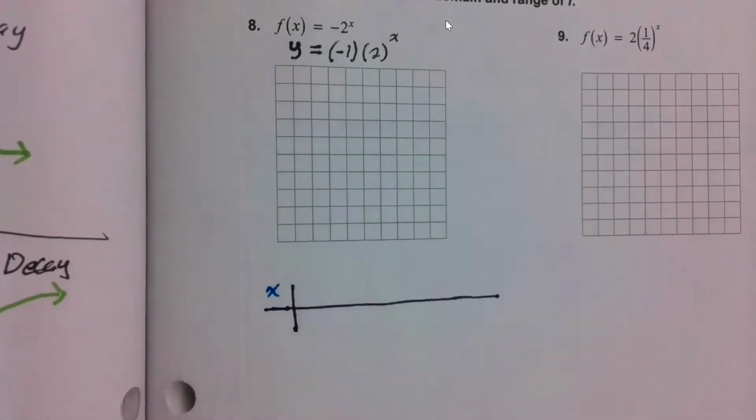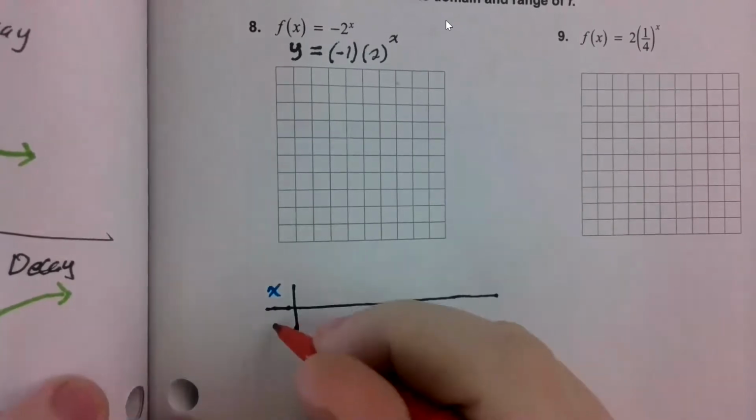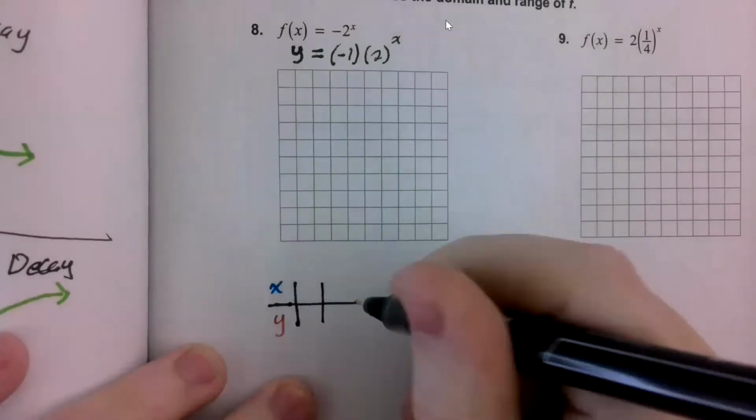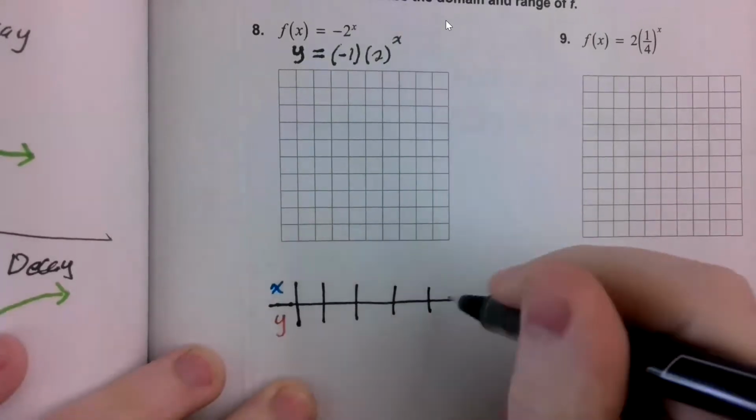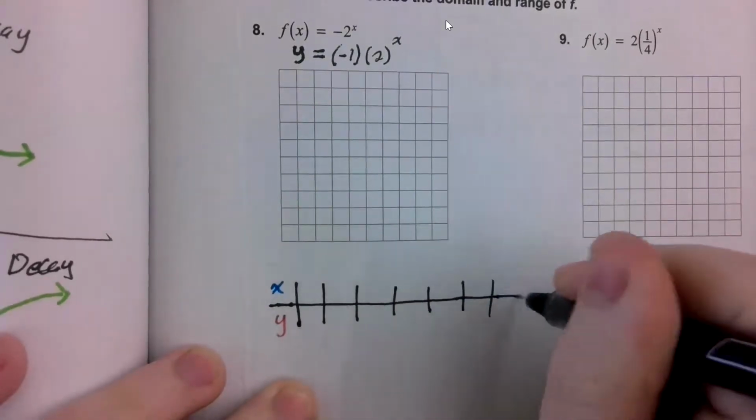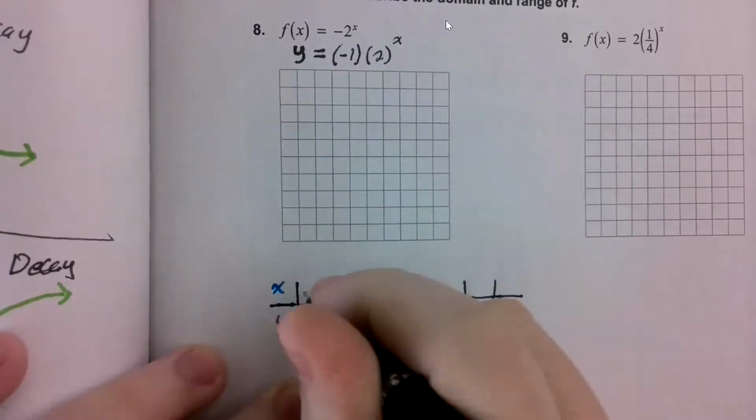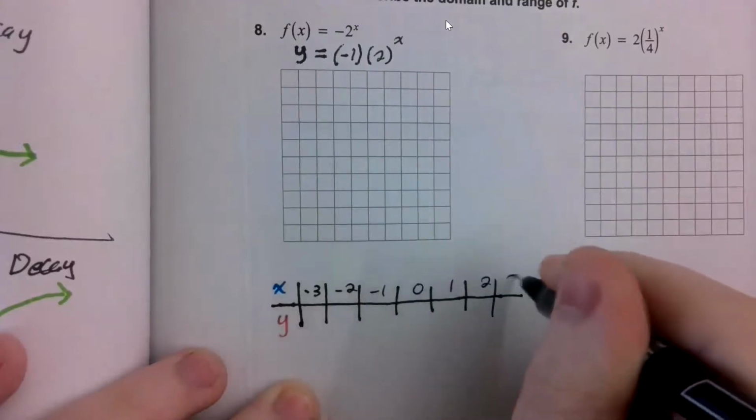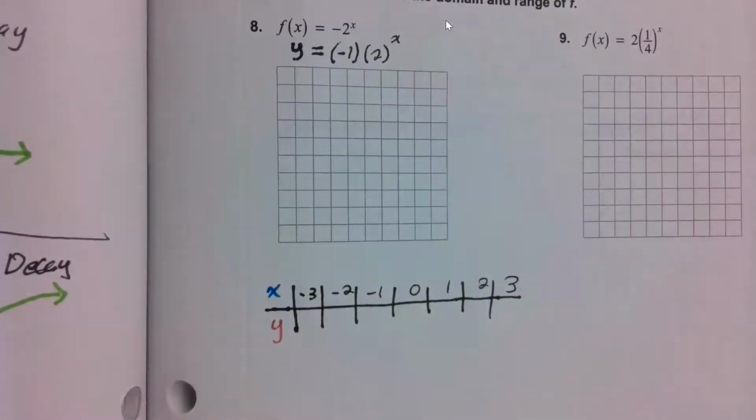So we're going to set up a little bit of a table here. X is on top, y is on bottom, and we're going to split it up a little bit. I'm going to put, maybe that'll be enough values. I like to write -3 all the way going up to 3, and we're going to figure out what all of our y values are. This is very difficult to do.